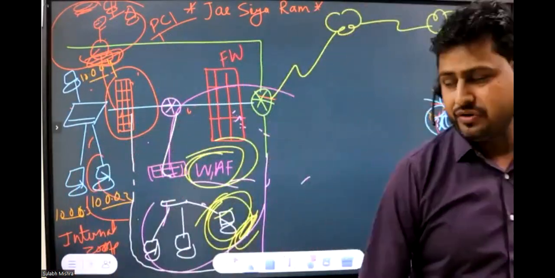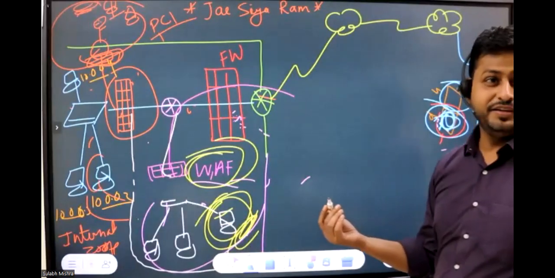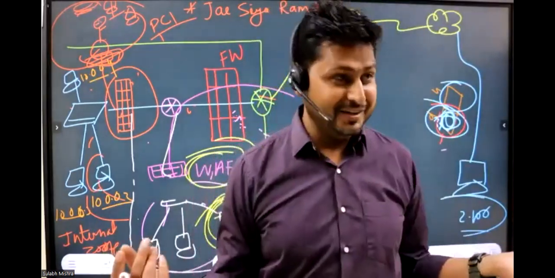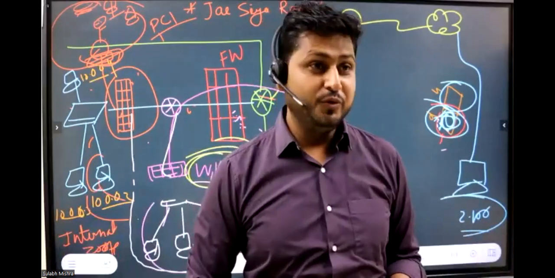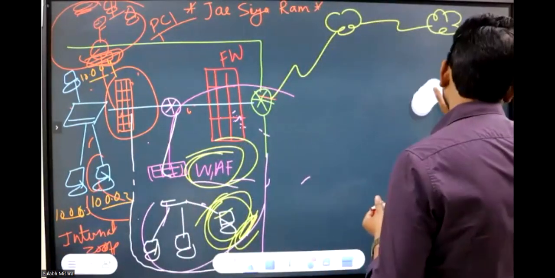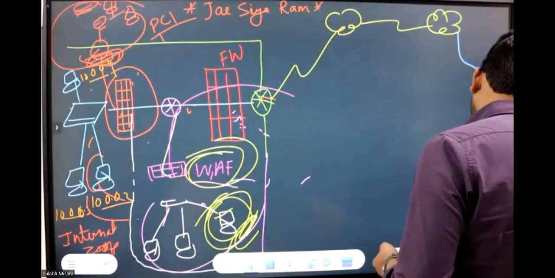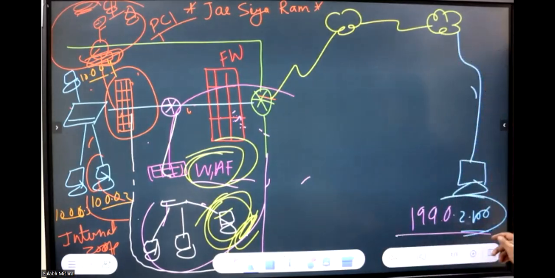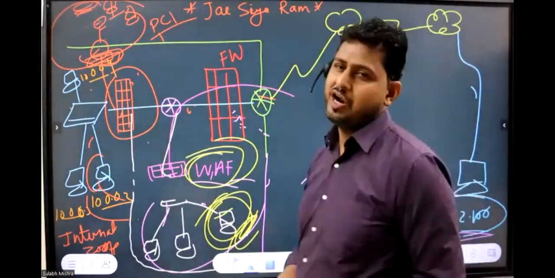So now we talk about the web. As I mentioned, attackers are very intelligent. They always find a new way to penetrate the network, right? Now you can see the attacker has used this particular IP address, 199.0.2.100. So the attacker has a plan. It's a new IP address, not blacklisted, right?